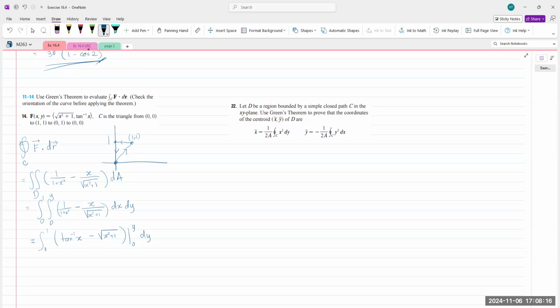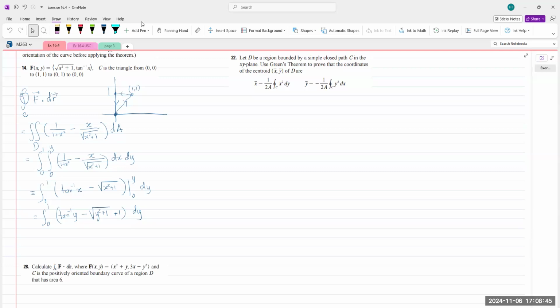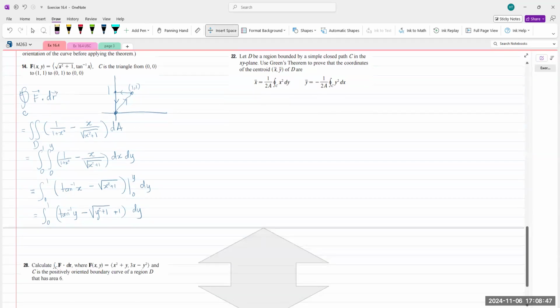And then this will be the integral from 0 to 1 of tangent inverse y minus tangent inverse 0, which is 0, minus square root of, if I replace x by y, I get y squared plus 1, and if I put 0 there, it becomes plus 1. That's what I get. Okay, now how to integrate that? That's another story. I don't like to do this one.